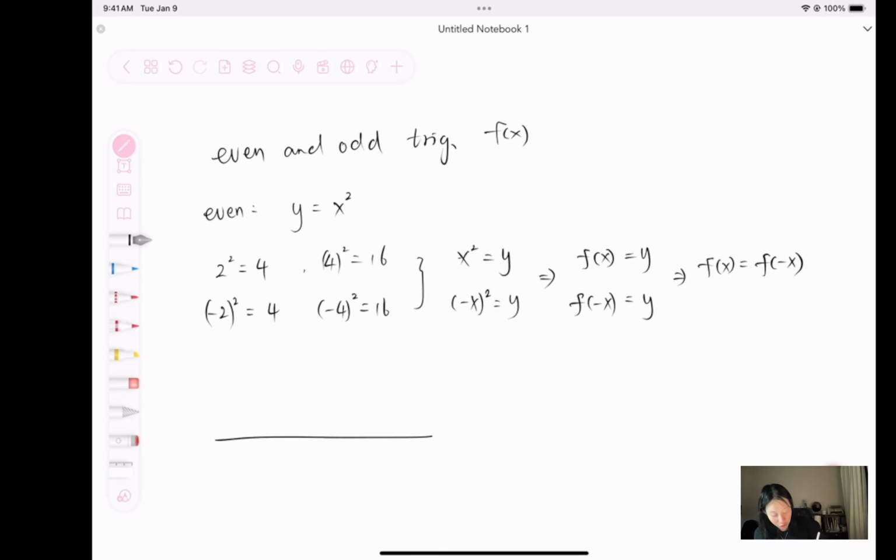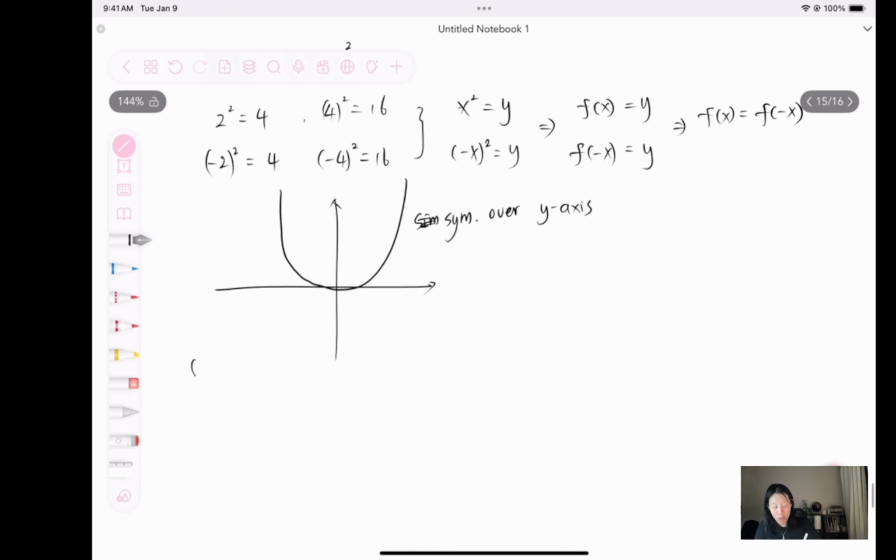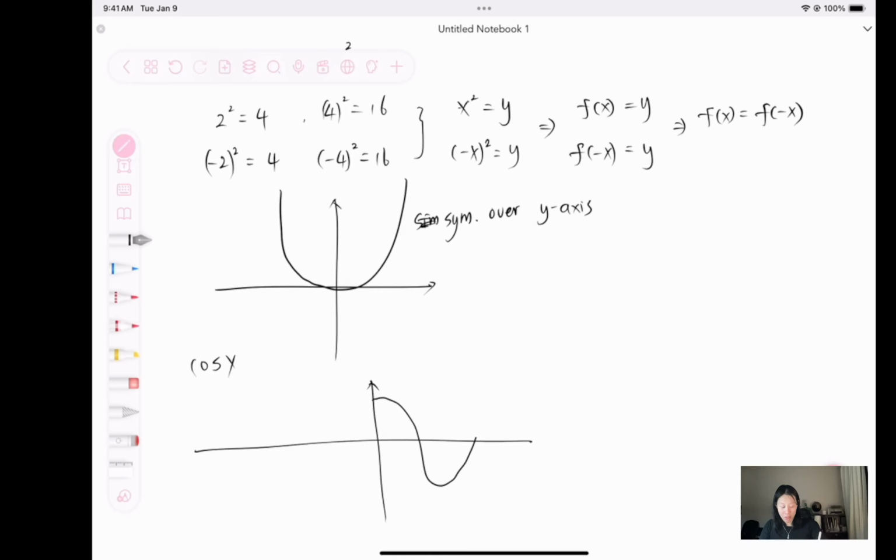And the quadratic function looks like this, right? Symmetric over the y-axis. Now, take a look at our cosine function. We know how to graph a cosine function. If you don't know how to do it, remember it. One way to do it for me is to memorize the graph. I know that cosine functions start from 1, go up and down this way.